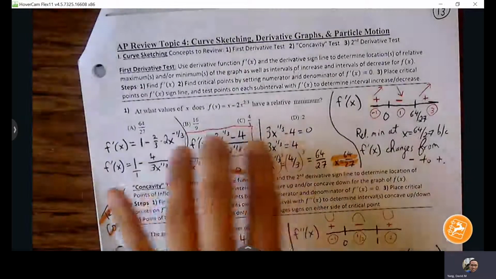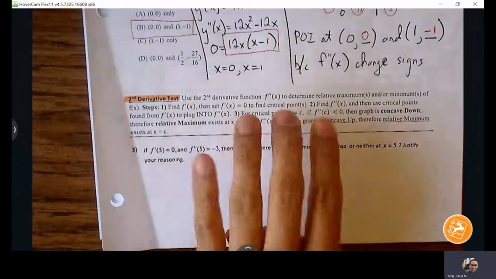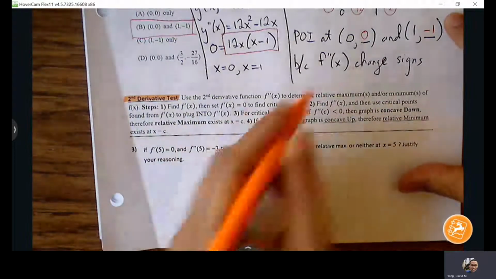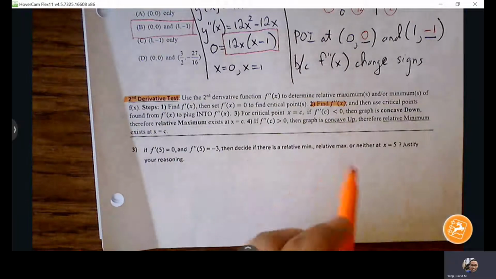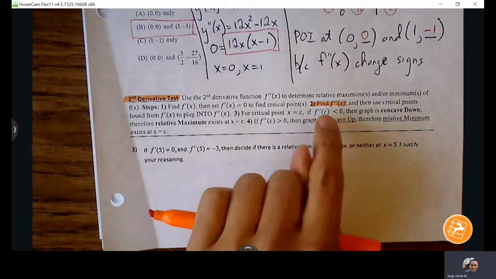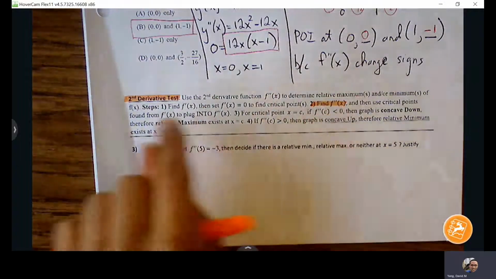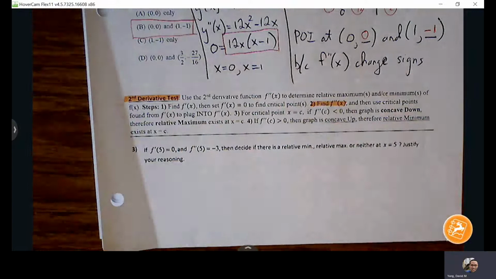With the first derivative test, you would find the critical points, create a sign line, and test each subinterval. With the second derivative test, you're not going to create a sign line. You're going to move into finding the second derivative function, insert the critical point from the first derivative into the second derivative function, and then look at the value you get in return.